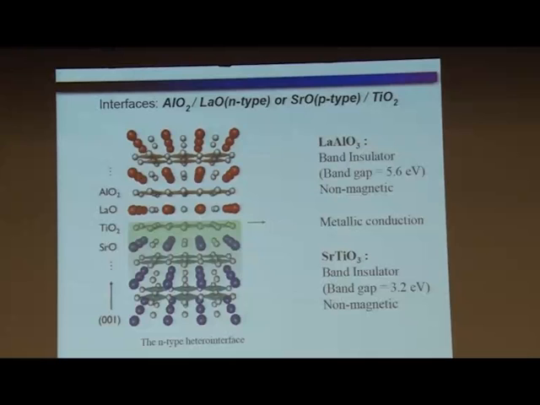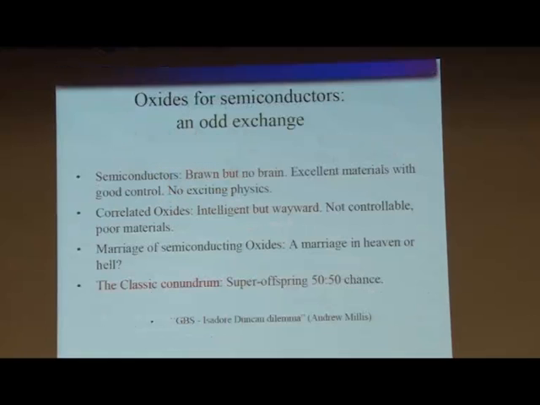So this is, as Professor Sharma has already shown, these very boring two semiconductors with huge band gaps, and the merger of them gives rise to this metallic conduction. So that's the first emergence. We often say that semiconductors are boring, particularly these ones, whereas the correlated oxides are extremely intelligent but wayward. Parameter control is extremely difficult. So the question was, the marriage of these two, what will happen?